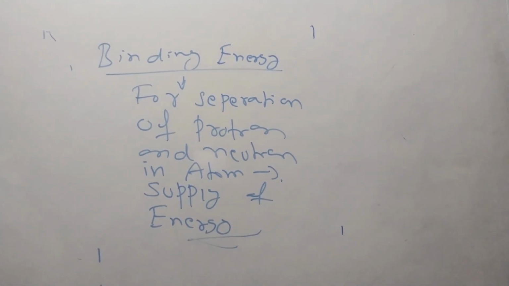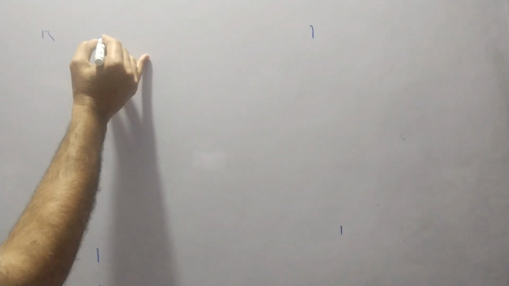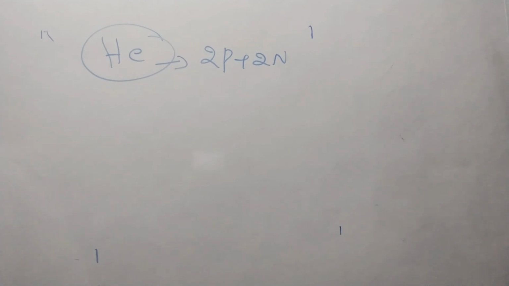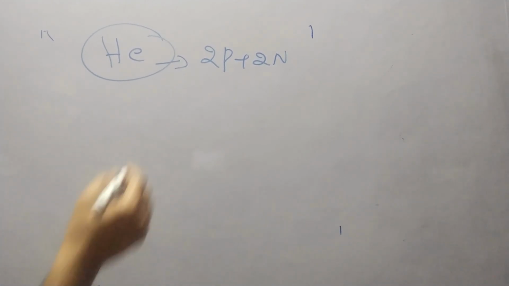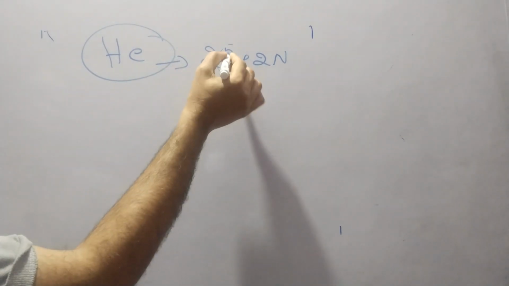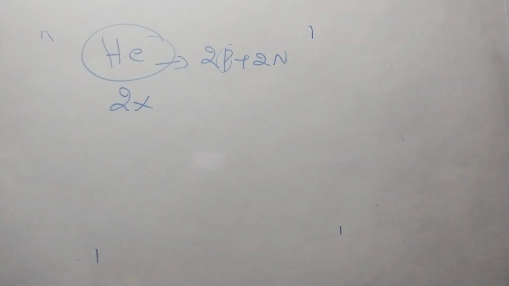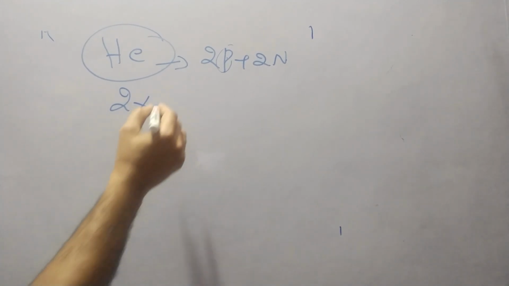Now we'll see why we have to supply this energy. Now we'll take an example here. Suppose you take the example of helium. Helium contains 2 protons plus 2 neutrons in a nucleus. So if you take the mass number, the protons and neutrons, you multiply by the mass unit. So this will be 2 into the proton mass unit, which is 1.00727.